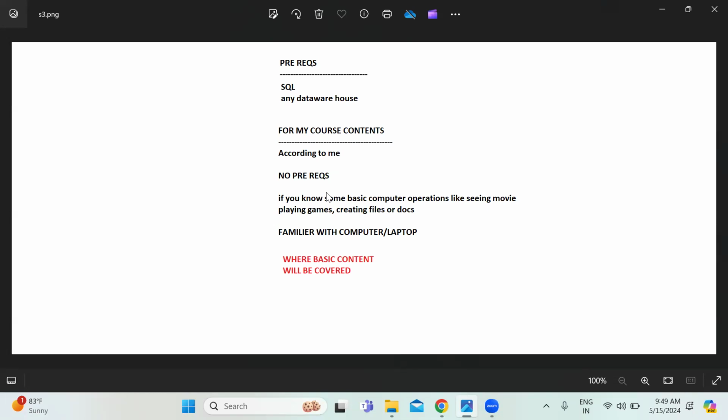Actually, I'm a Hadoop developer currently. Is it okay to learn Snowflake? If it is required, it is required. If it is not required, also no problem.